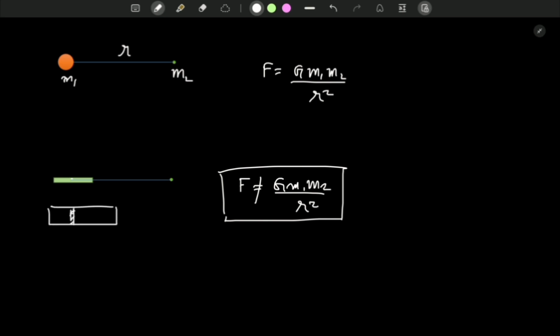find dm, and then I need to integrate the mass G dm into the point mass m2, and the distance will be x being the distance from the point mass. So I need to integrate from the initial position to the final position. The final position will be the length of the rod, and the initial position I can take it as 0. Then we will perform integration, which we will do in the further slide.